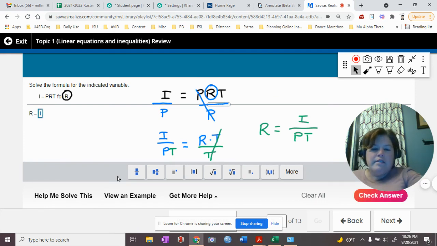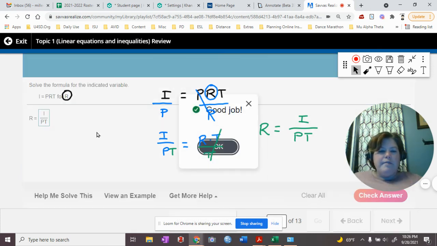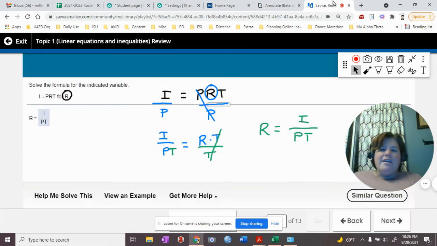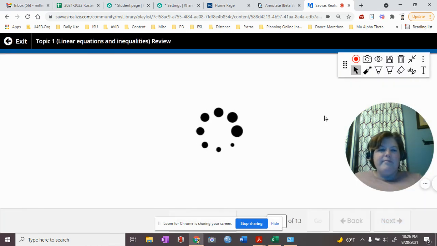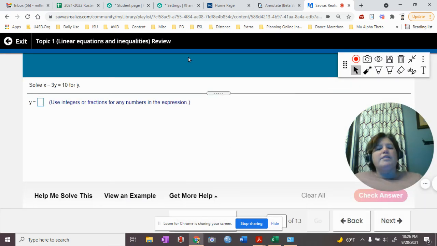I divided by RT. I mean PT. Ooh, I know my letters. There we go. So all we're doing here is rearranging the equation. Same thing for this one.